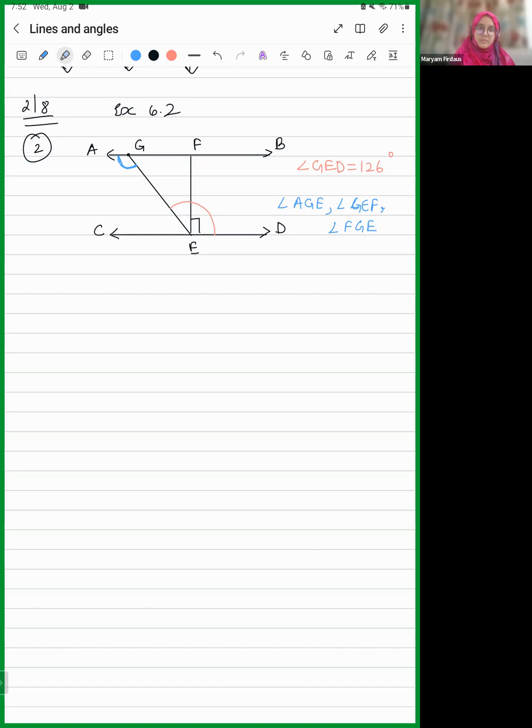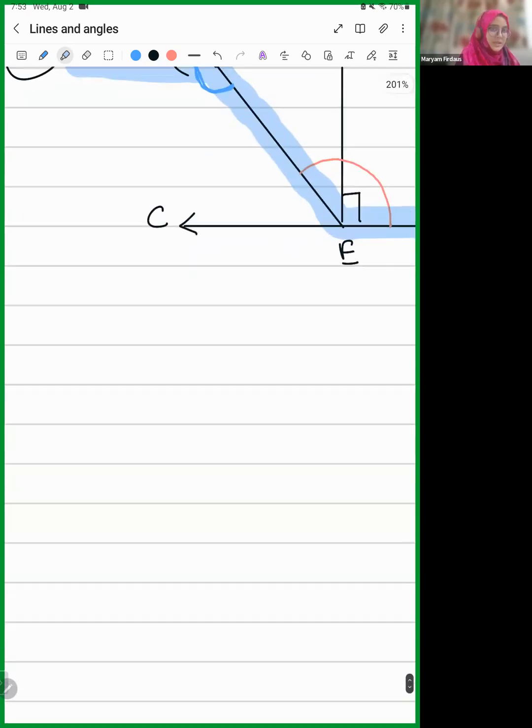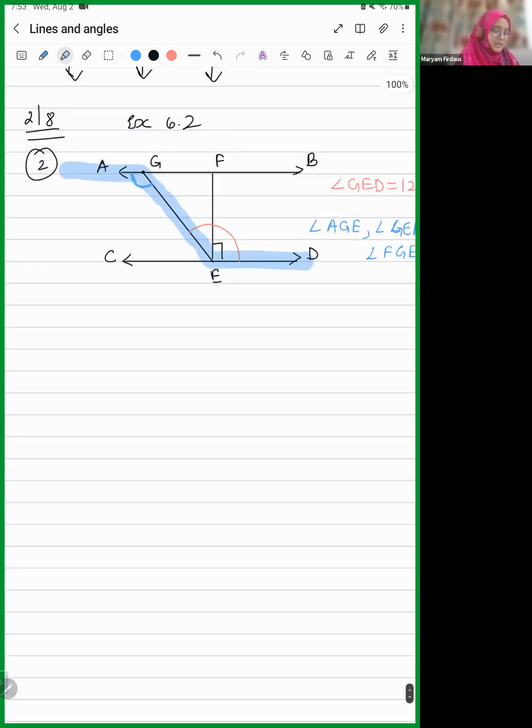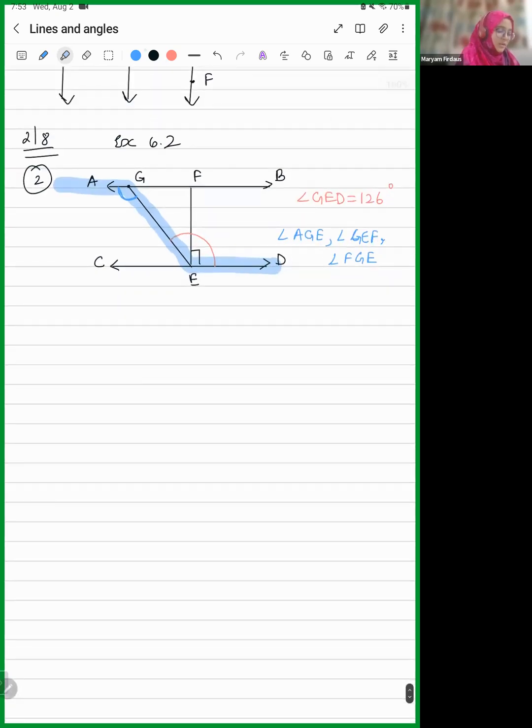They're alternate interior angles on the same side. Yes, they are alternate interior angles. Not on the same side. They are alternate interior angles. Can you see there's a Z that's being made here? Yes. So these are alternate interior angles. Which two angles? The one that I've marked in blue, AGE, and the pink one, GED. And alternate interior angles are what? They're the same. They are equal, yes.